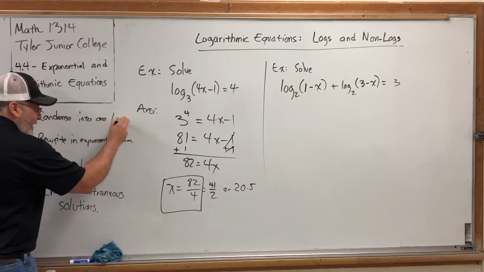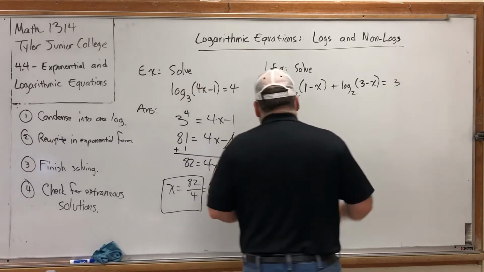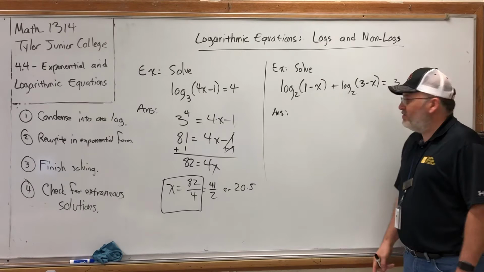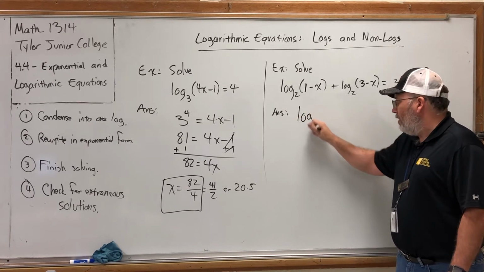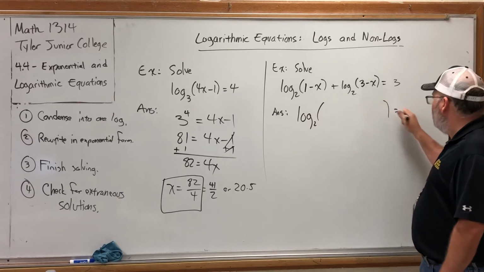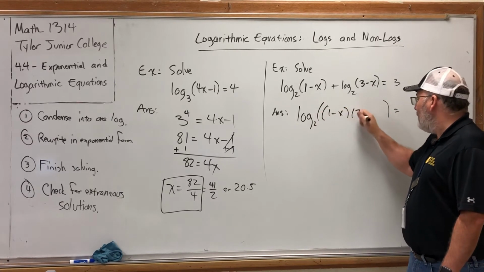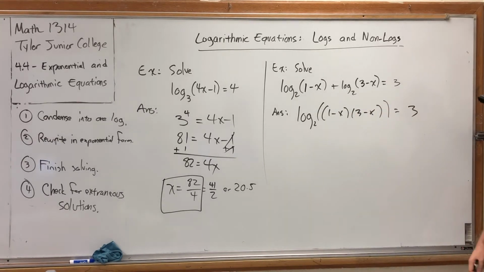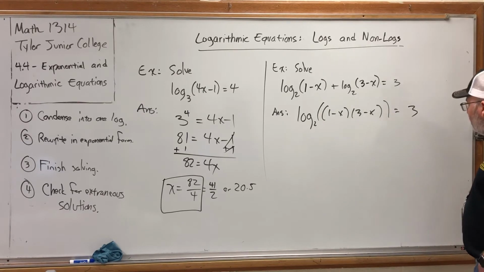I don't want to write that until we have a reason to, and now we do. The good news is condensing this one is easy. We can just use the product rule, which says the sum of 2 logs is equal to the log of the product of the arguments. So 1 minus x and 3 minus x. So condense, so that we can rewrite in exponential form.